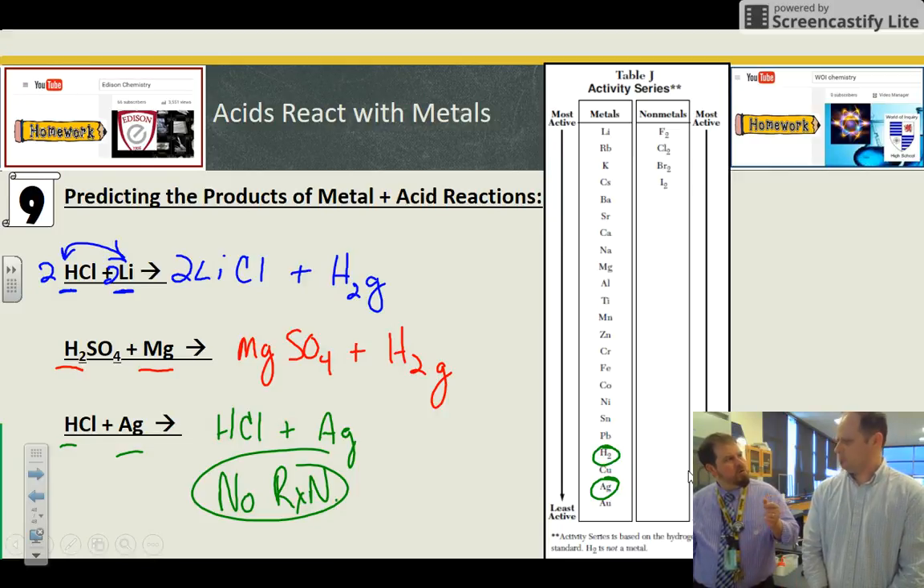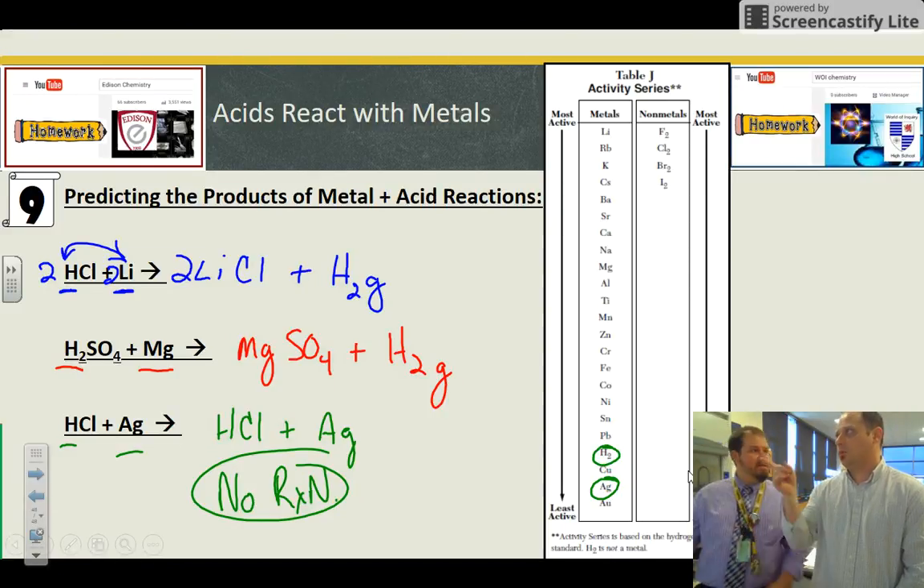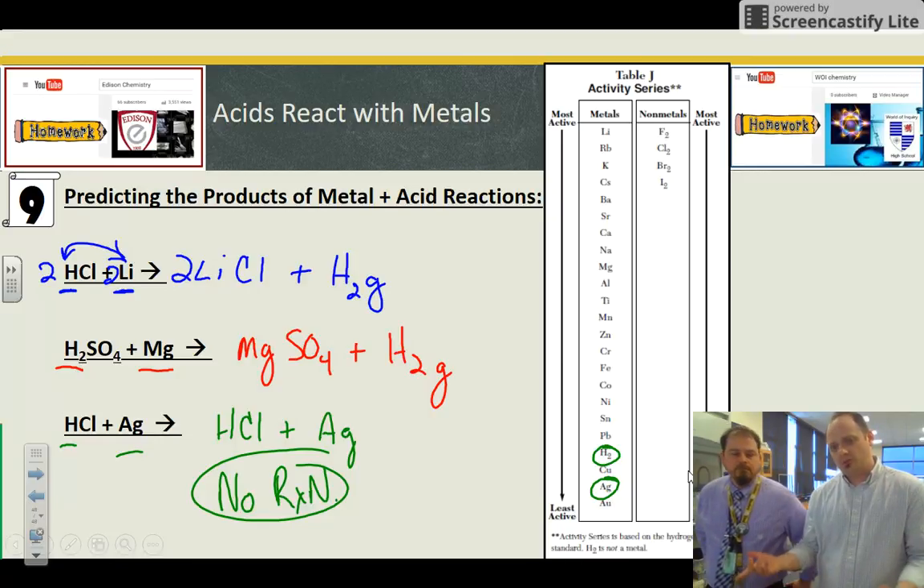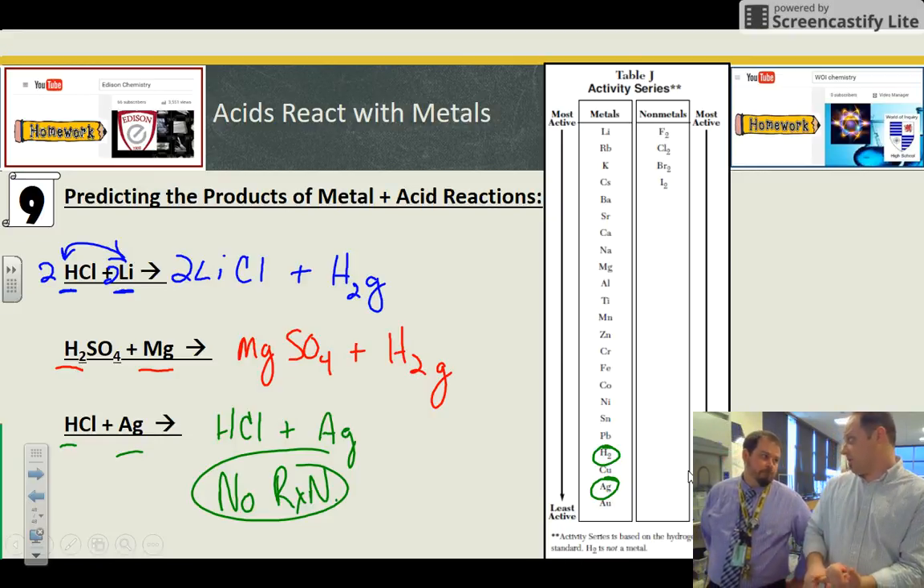Spontaneous and non-spontaneous. Will it go all by itself? We'll look at the table again. It won't be hydrogen, it'll be 2 metals instead. So the table is really useful for primarily figuring out if an acid is going to react with a metal.